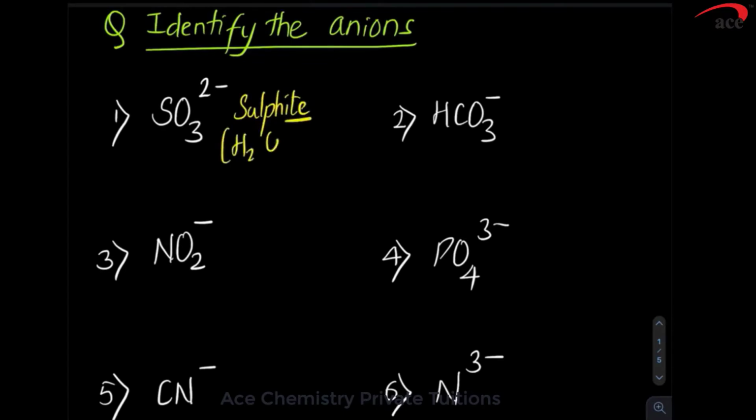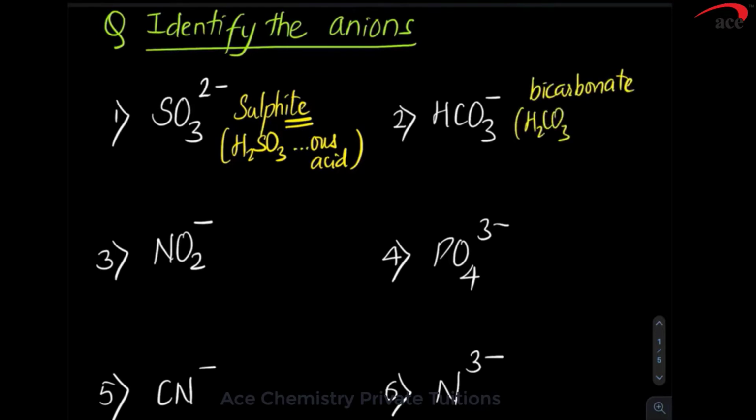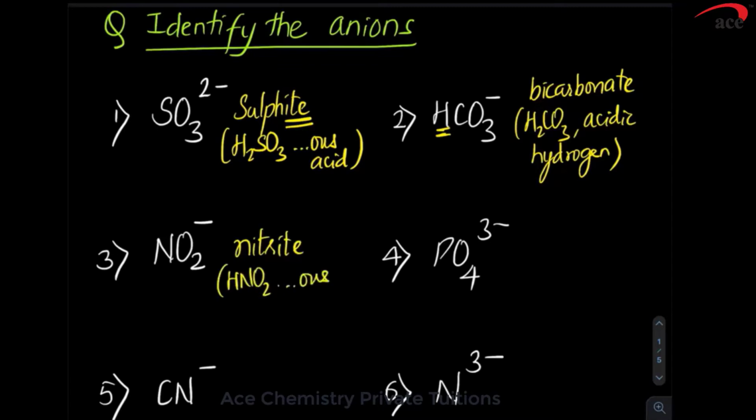This gets the name sulfite because it comes from sulfurous acid, therefore ending ite. This gets the name bicarbonate because it comes from carbonic acid and the anion still contains acidic hydrogen, therefore the name bicarbonate. What is the name for this ion? Yeah, nitrite, because it comes from nitrous acid. If it is coming from ous acid, ending is ite.